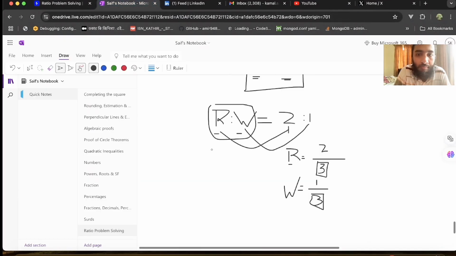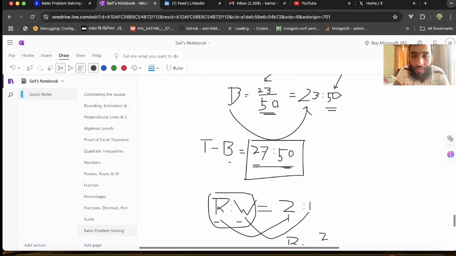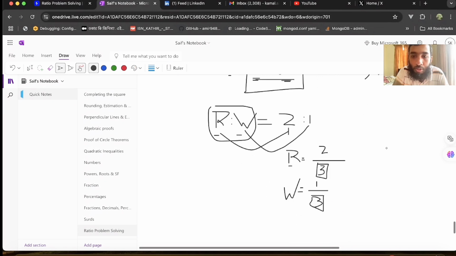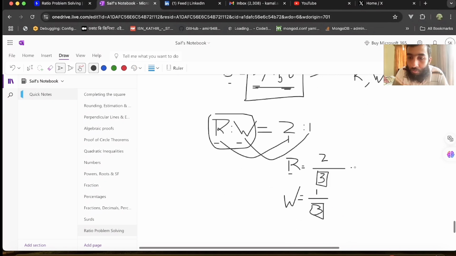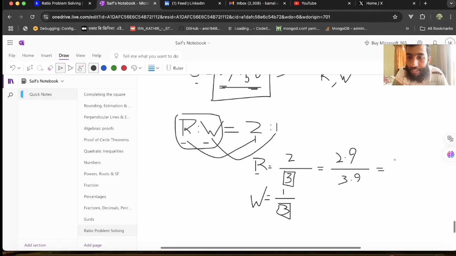Okay, the rest, this information, contains what? Red and white, right? So now what we can do here is, if the red is 2 by 3, we can also represent this as what? If we multiply both numerator and denominator with 9, so we get what? We get 18 by 27, right?